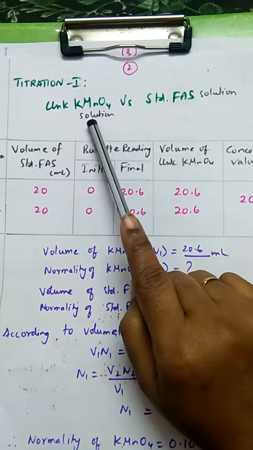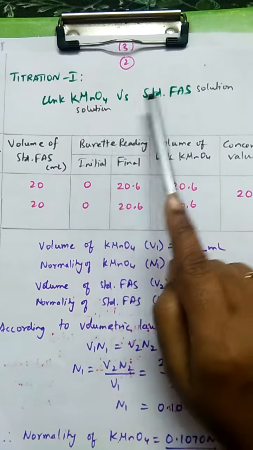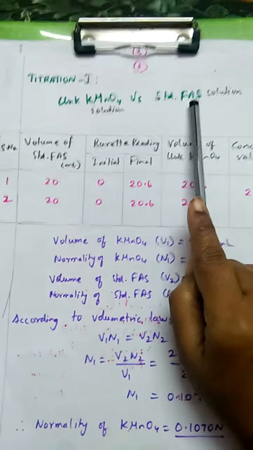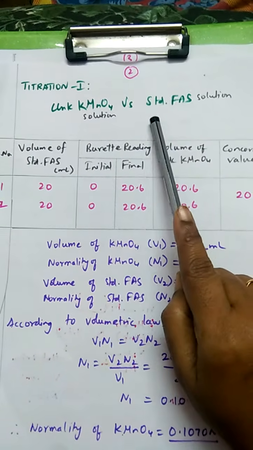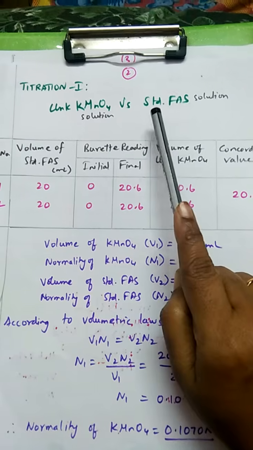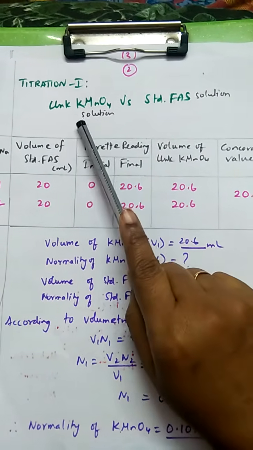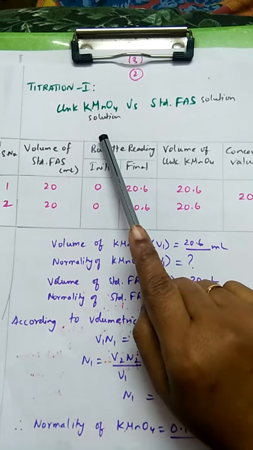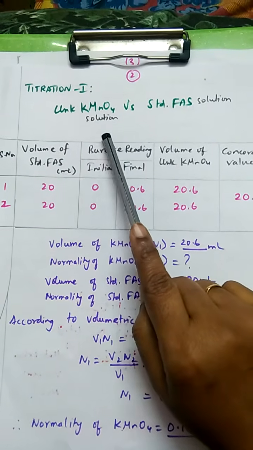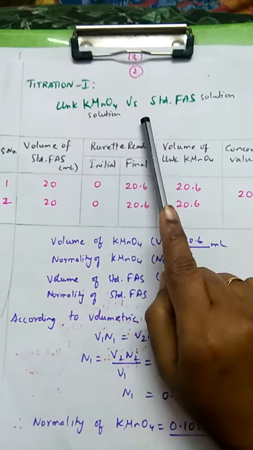Potassium permanganate solution will always be taken in the burette, and 20 ml of ferrous ammonium sulfate solution will be pipetted out, to which 20 ml of 2 normal dilute sulfuric acid is added, and potassium permanganate is added from the burette drop by drop till the appearance of a permanent pale pink color.